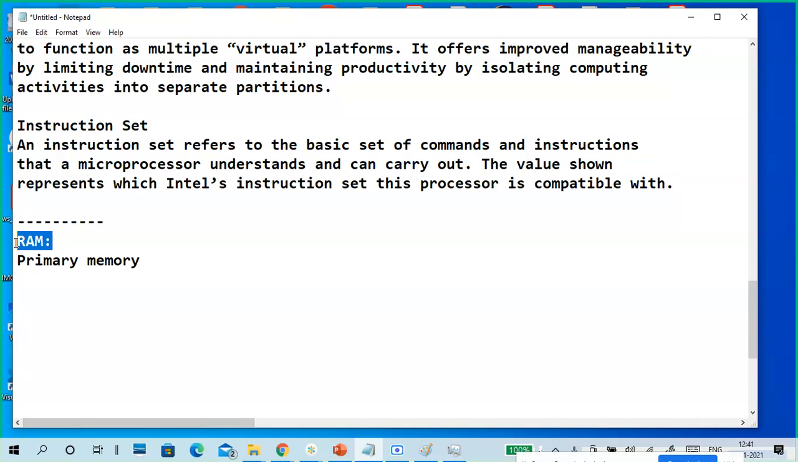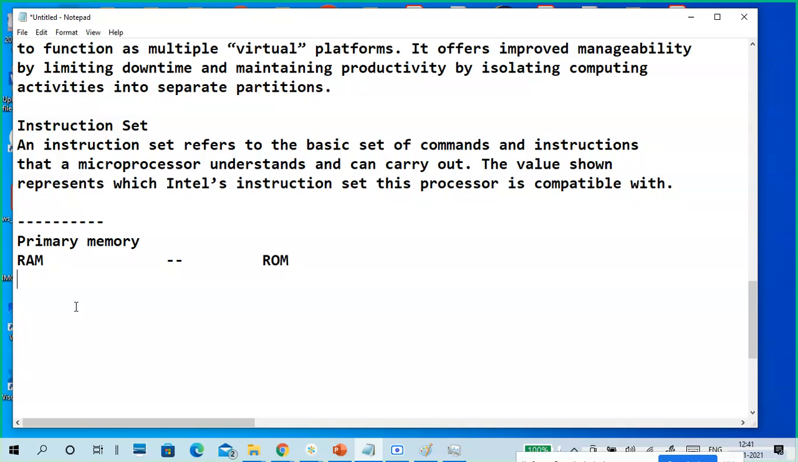Actually there are two primary memory devices. One is RAM and one is ROM. Both are primary memory. There is a little bit of difference between primary and main memory. So RAM is a main memory, but RAM and ROM both are primary memories only.